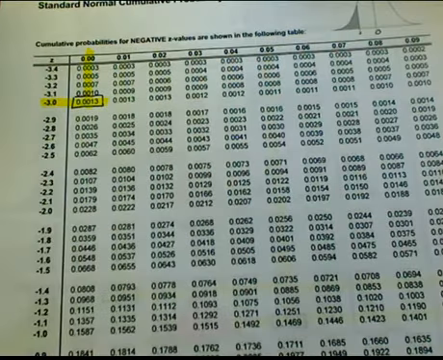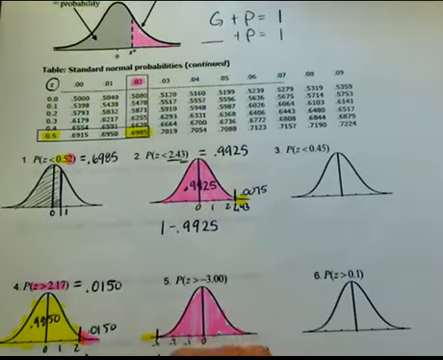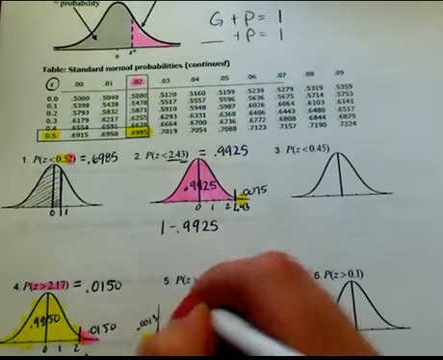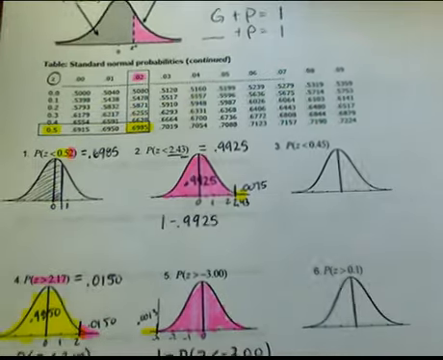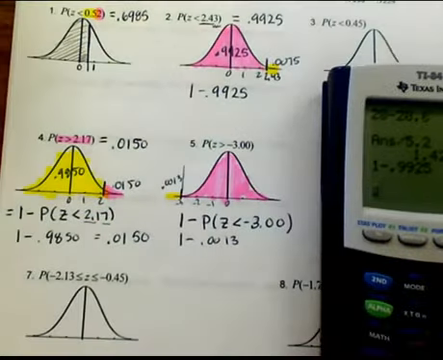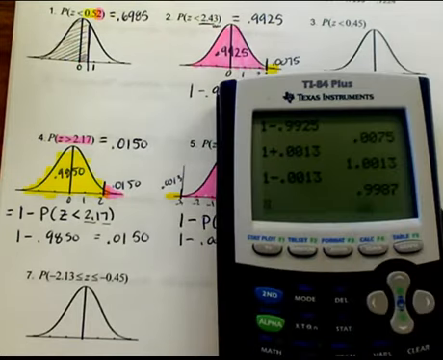0.0013. Okay, so this side is 0.0013, which means that the other side is minus 0.9987. 9987.